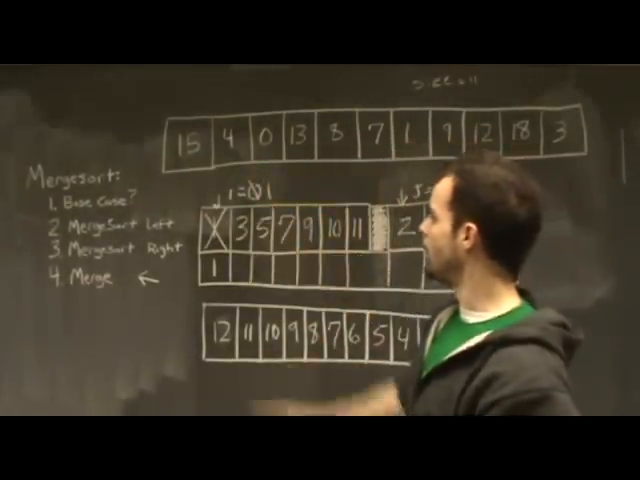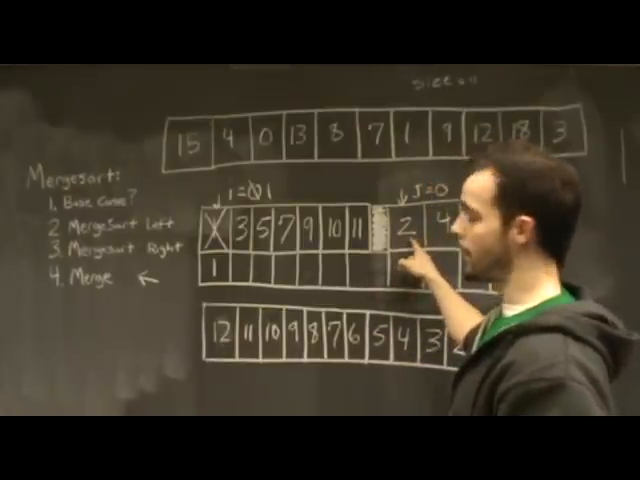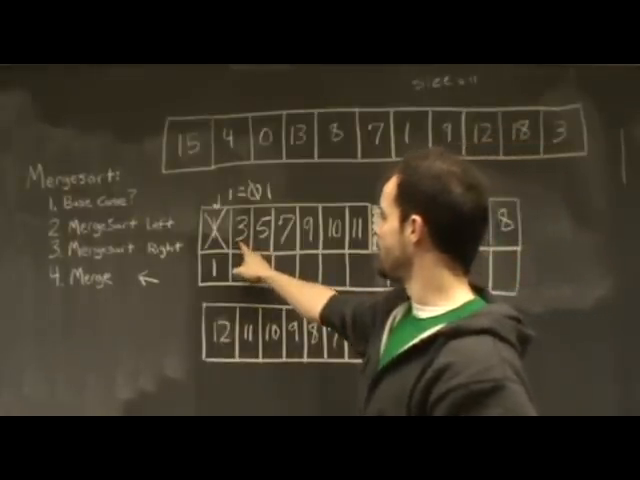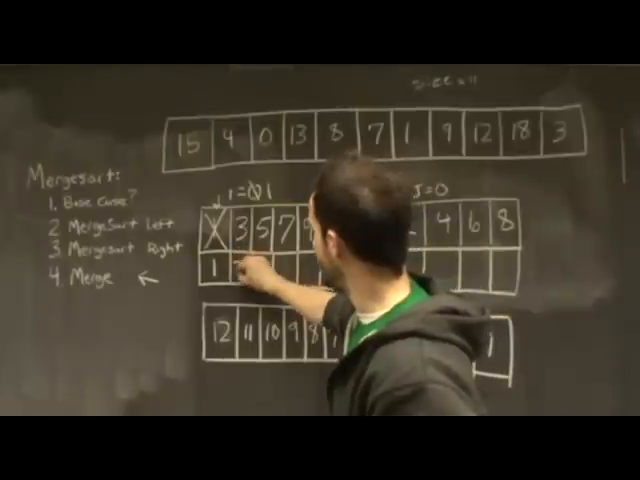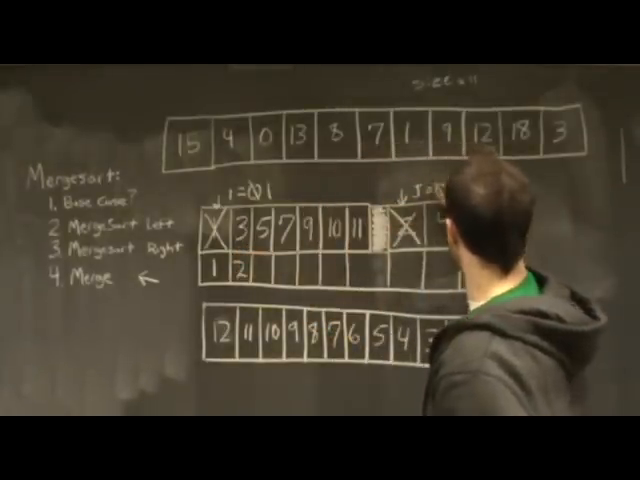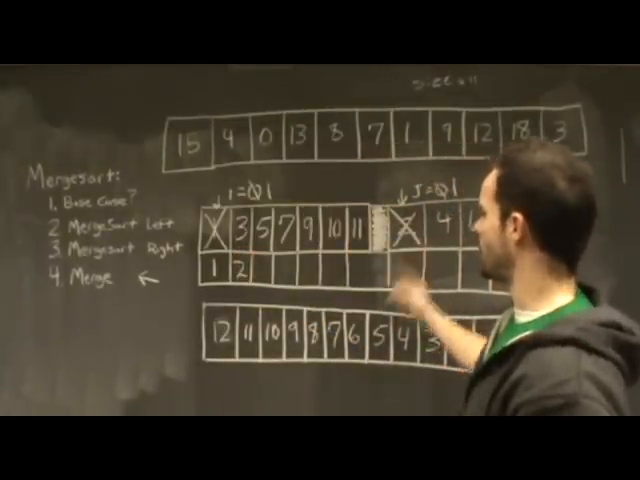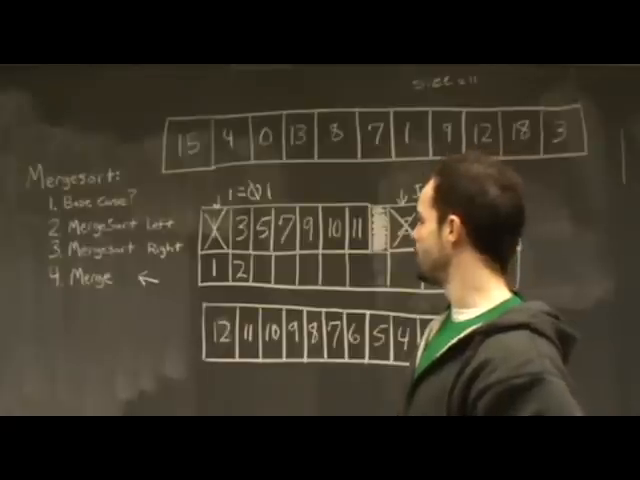So since i is now 1, we know that we can compare the 0th element of the right subarray against the ith element of the left subarray, and we can put 2 right here, cross out 2, increment this to 1. We don't really cross it out, but by incrementing you accomplish that task.